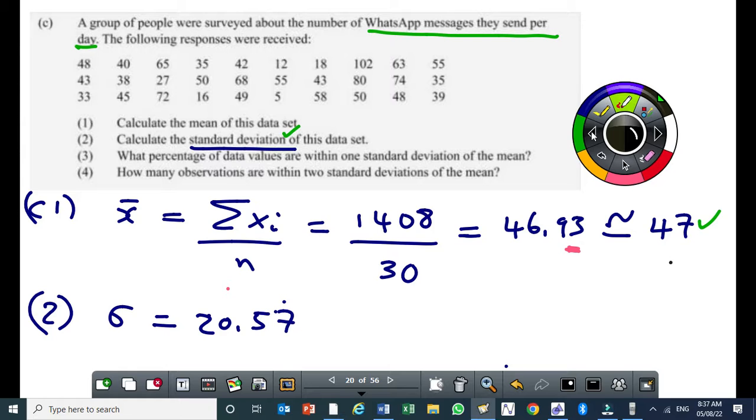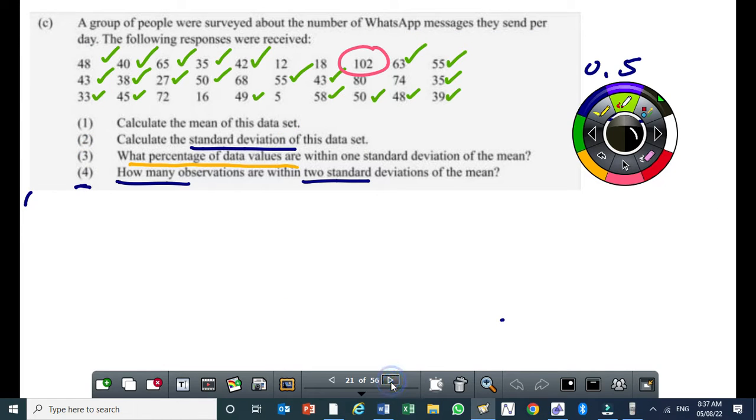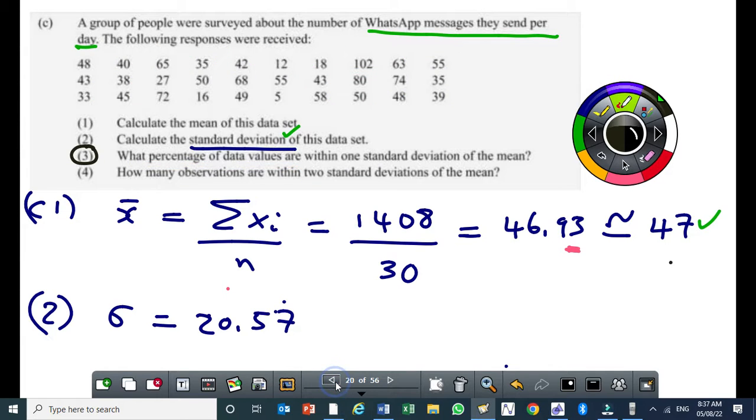Now, a very common question which can come is a question like this. Let me move on to the next page. The question says, what percentage of the data values are within one standard deviation of the mean? By one standard deviation, we are saying we have got our mean here, which is approximately 47. I'm 47. I'm the mean. But the standard deviation is 20.57.